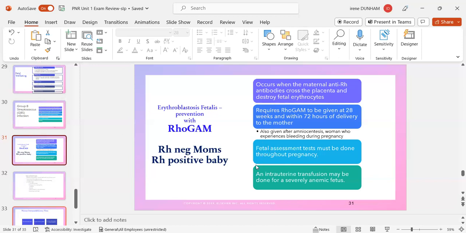Okay. All right. Everything good? All right. And we always watch the baby during the pregnancy. So we'll do our fetal assessment tests, such as the non-stress test. And then babies can be very severely anemic. And when they get very bad, they can have what we call an intrauterine transfusion. Now, those are really severely anemic babies, but it can happen. Okay, so that's why we give Rogaine. All right, everybody good on Rogaine?